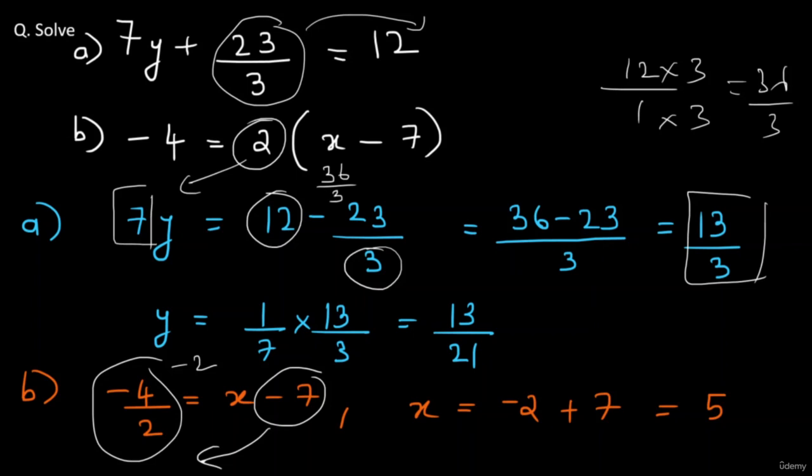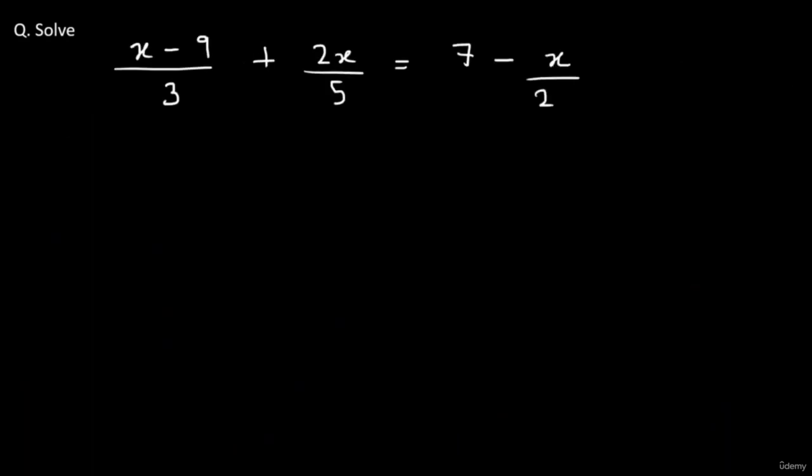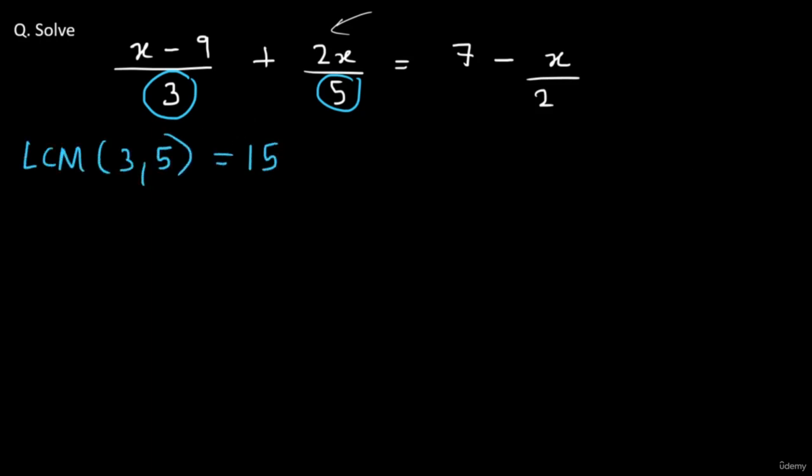All right. Now let's solve one more equation. We have (x minus 9) by 3 plus 2x by 5 is equal to 7 minus x by 2. Now over here, let's start with simplifying the left hand side. I have 3 over here and 5 over here in the denominators. So let's find the LCM. LCM of 3 and 5 is equal to 15. Now I need to change (x minus 9) by 3 into a fraction which has 15 in the denominator. So how do I do that? I multiply the numerator and denominator with 5.